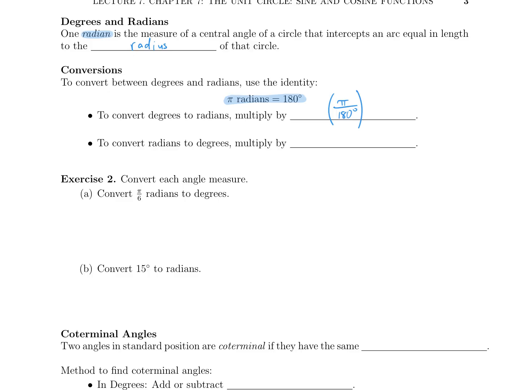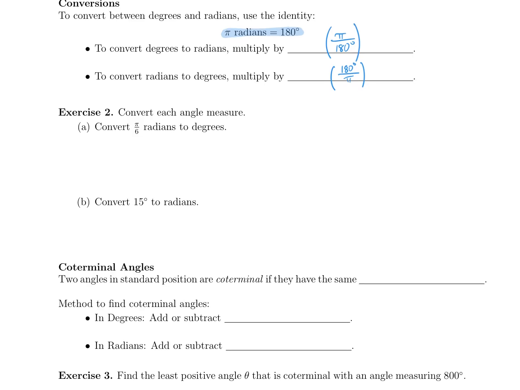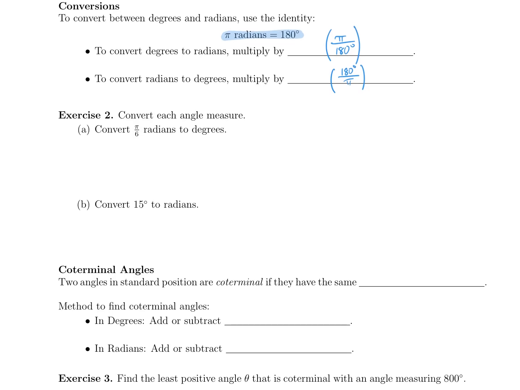To go from radians to degrees, you're going to multiply by the reciprocal of that ratio. So it would be 180 degrees over pi. So let's do an example down below. For the first example, we're going from pi over 6 radians to degrees.